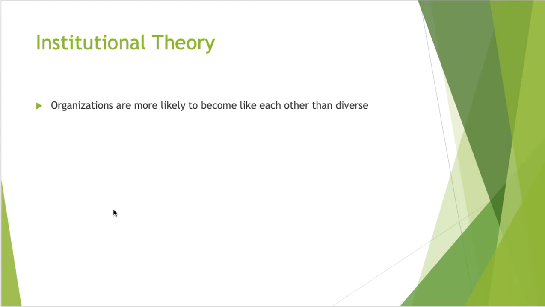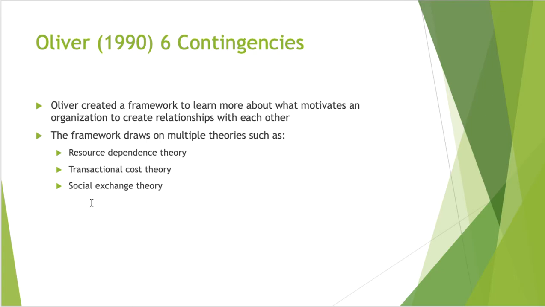So they're making that metaphor in the book of how it's similar to criminological theory, that there are a lot of theories that could explain this one thing. Then they're going to talk about these contingencies, and there are going to be 6 contingencies. This was by Oliver in 1990, which combines a bunch of these other theories, such as institutional theory and others, in order to explain the motivations for why organizations are going to want to make these relationships.